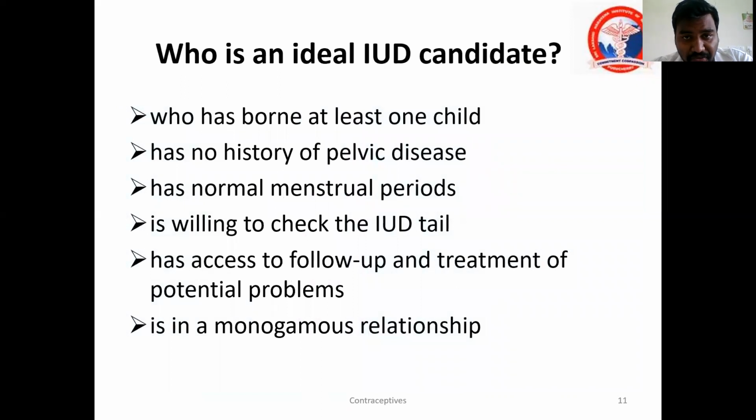Who is an ideal candidate? If you remember the contraindications, you can say they should not have pelvic disease, they should have a normal menstrual period, and they should check the IUD tape. Importantly, they should also be in a monogamous relationship, because the chance of PID is most common if they have a polygamous relationship. This method is prescribed importantly to those who have at least one live child. For nulliparous women, it is ideally not indicated.